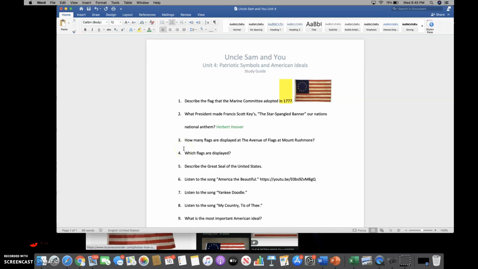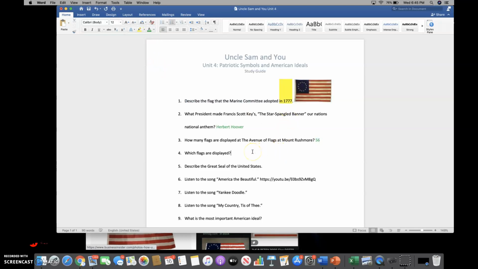So number 3, we have how many flags are displayed at the Avenue of Flags at Mount Rushmore? And that answer is 56. There are 56 flags on display.